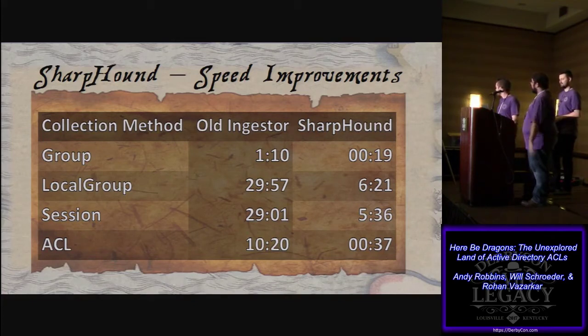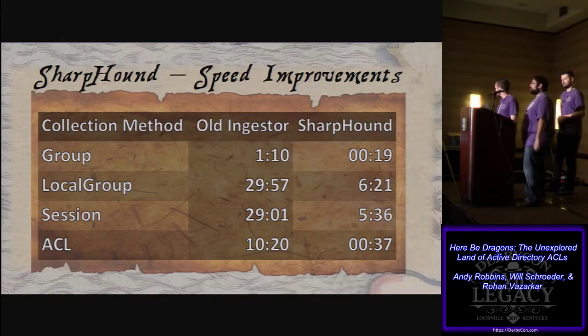So you can see group collection went from a minute 10 to 19 seconds. Local group and sessions, we cut it down probably about a fourth of what it was, if not more. ACLs from 10 minutes to 37 seconds. So operationally, this is going to be a really big deal.